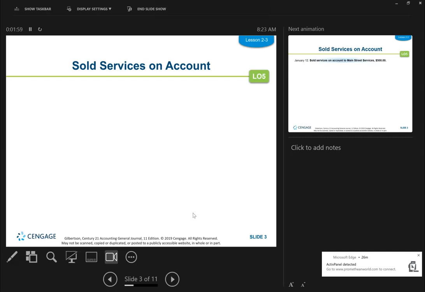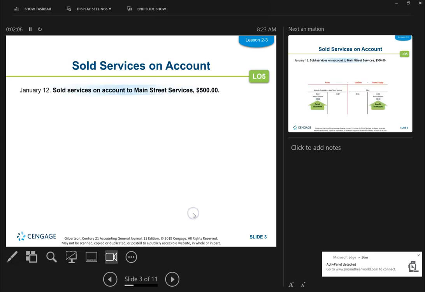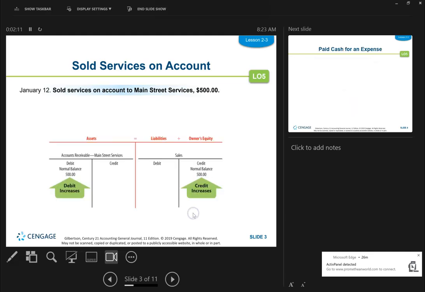Sold service on account. So we're doing a job or giving someone something, and they're going to pay us later. So we've acquired some positive debt rather than negative debt. The two accounts being affected are the accounts receivable and the sales. For accounts receivable, we acquire some positive debt. That's money that we'll get in the future.